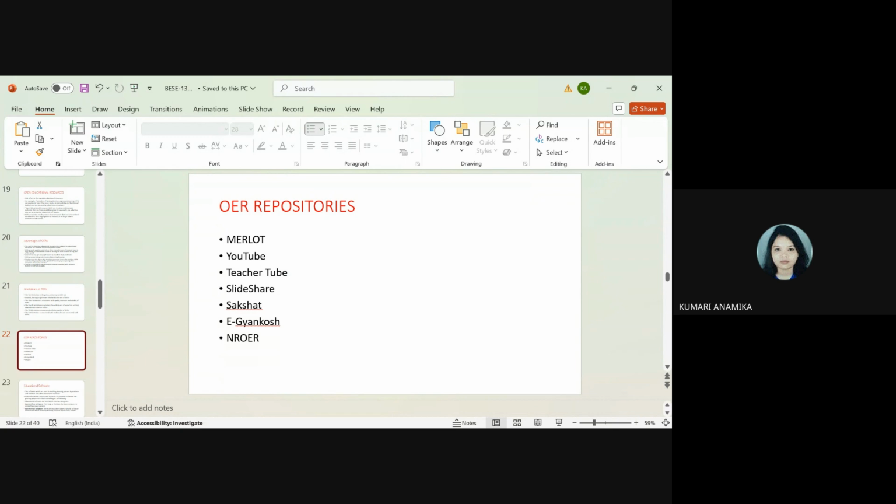Then the third one is Teacher Tube. You will find there is a site called Teacher Tube also, where you can go and you will find various videos related to teaching.